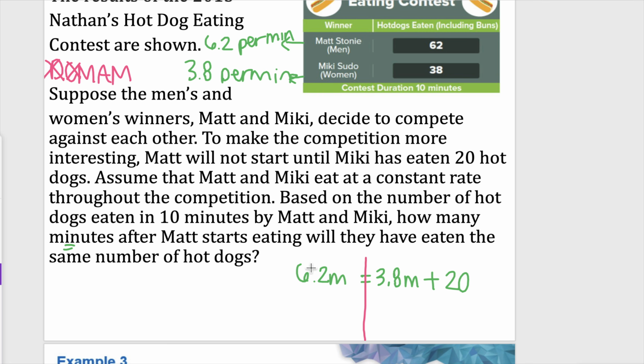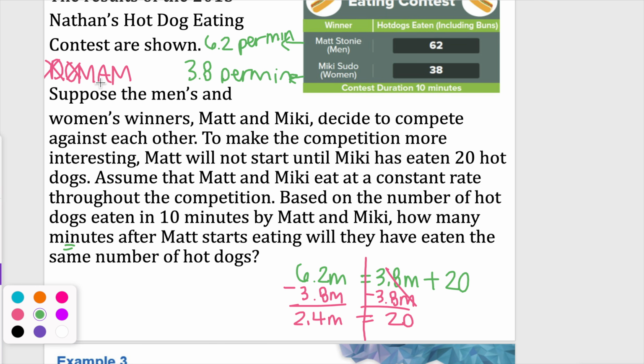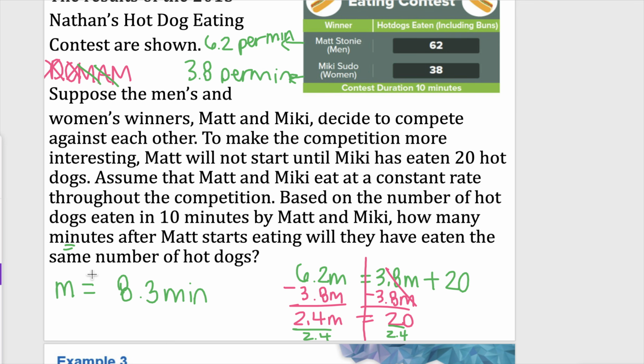And since 6.2 is already by itself, it would make sense for me to move 3.8 to join it over here. So I'm going to subtract 3.8m from both sides, and I'm going to end up with 2.4m is equal to 20, since those two cancel out. My final step here, no adding or subtracting, but I do have some multiplying and dividing. So I'm going to divide both sides by 2.4, and then 20 divided by 2.4 is going to give me about 8.3 repeating minutes. So we can say after about 8.3 minutes, they would have eaten the same amount of hot dogs. Okay?